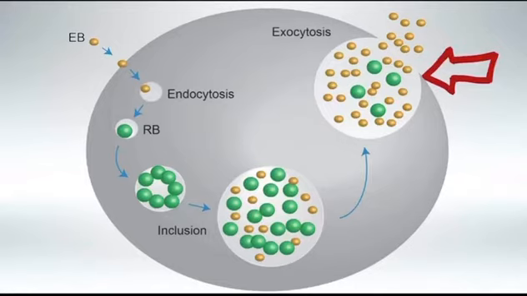So in short, the elementary bodies are the bodies that are infectious and that we cannot see using the stain, and they are much smaller. And the reticulate bodies are the bodies that we can see using the stain, and they're not usually infectious.